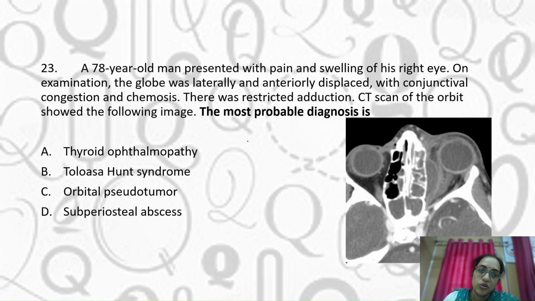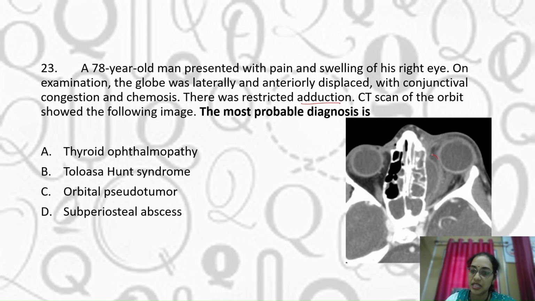A 78-year-old male presents with pain and swelling of the right eye. On examination, globe was laterally and anteriorly displaced. So they're saying there's eccentric proptosis with conjunctival congestion and chemosis. There is restricted adduction. Okay, so you have a patient with signs of orbital cellulitis, but there is an eccentric sort of a proptosis. Okay, the CT scan of the orbit is shown in the following image.